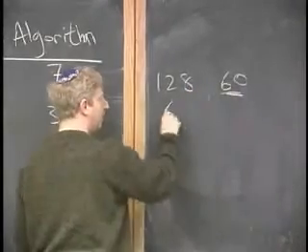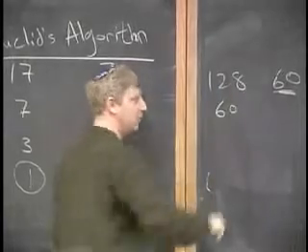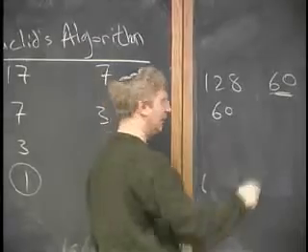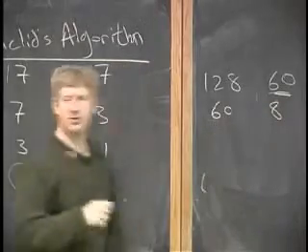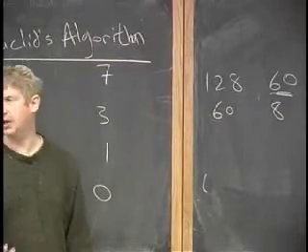Take the smaller one, put it here. It becomes the bigger one of your next pair. And divide 60 into 128, and what's the remainder? 8. That's the next pair. The greatest common divisor of 128 and 60 is the same as the greatest common divisor of 60 and 8.